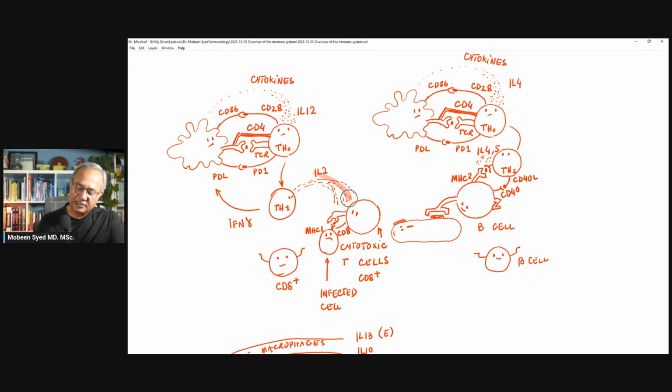This interleukin 2 will act on cytotoxic T cells or CD8 positive T cells. These T cells are called effector cells. The T helper zeros are not called effector. T helper 1 are not called effector. Why are they not called effector?